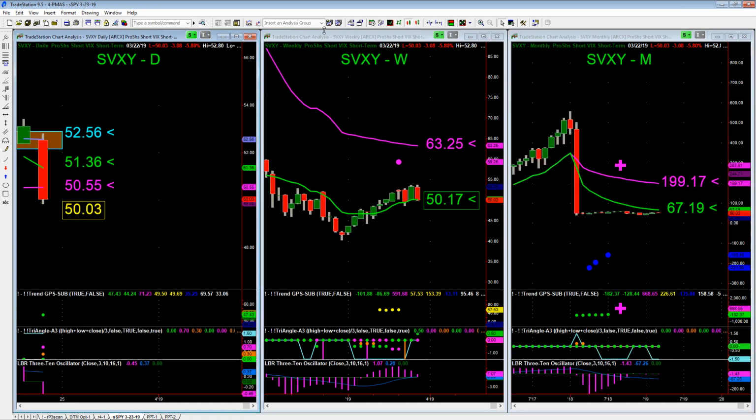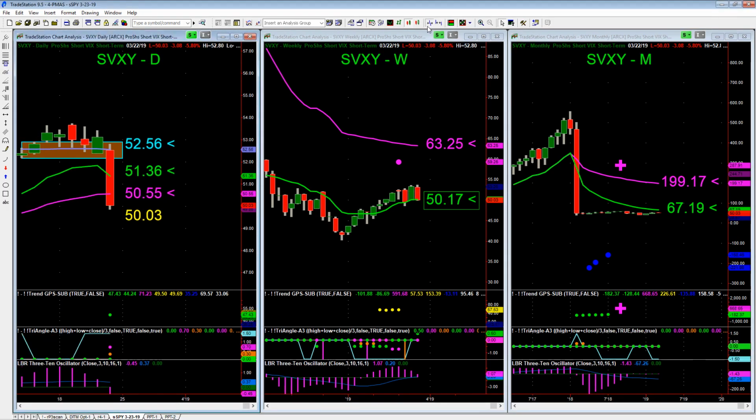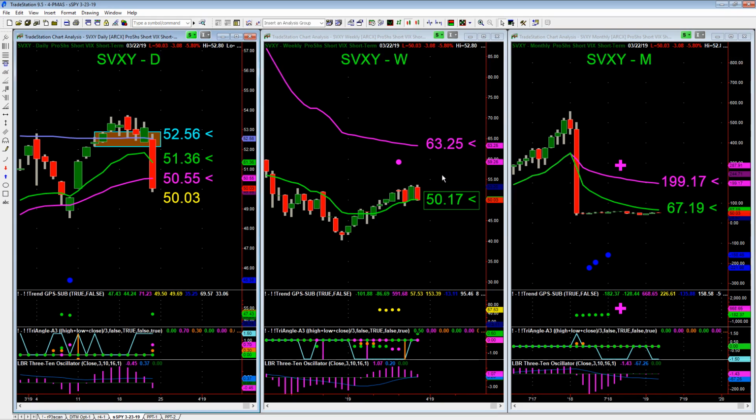Now, why is that significant? If you look at the weekly chart, which is the middle chart right here, there is another support line labeled, 50.17. So 50.17 and 50.55, the two values are very close. They in fact converge into the same price level. So that means this is actually a very strong support level.